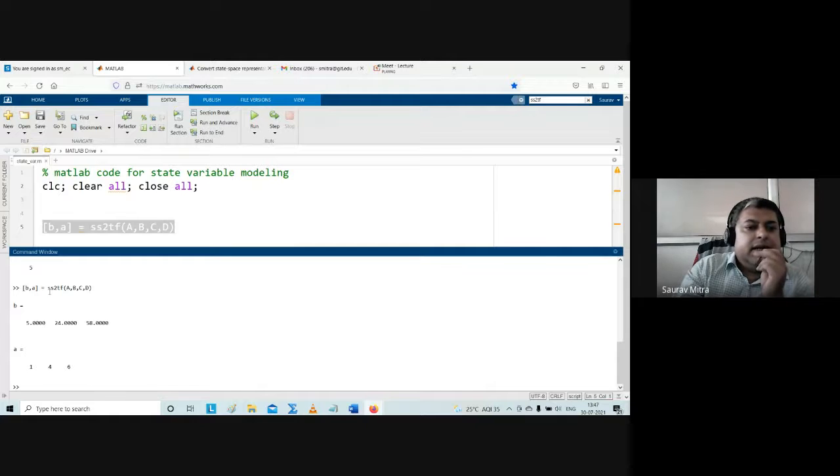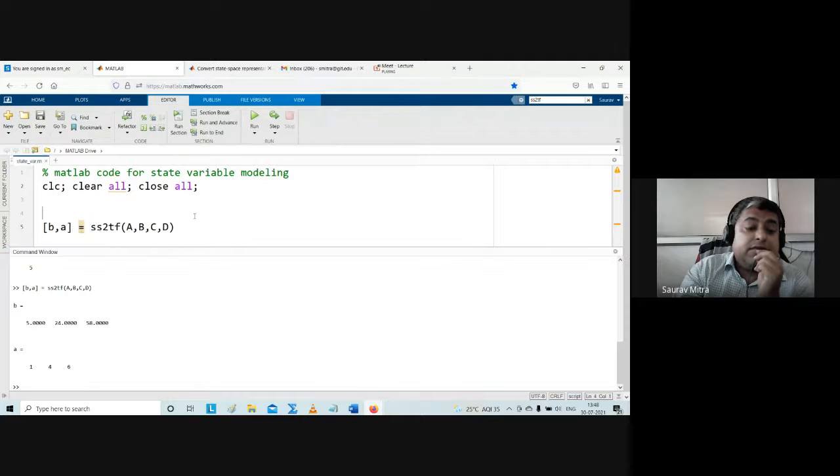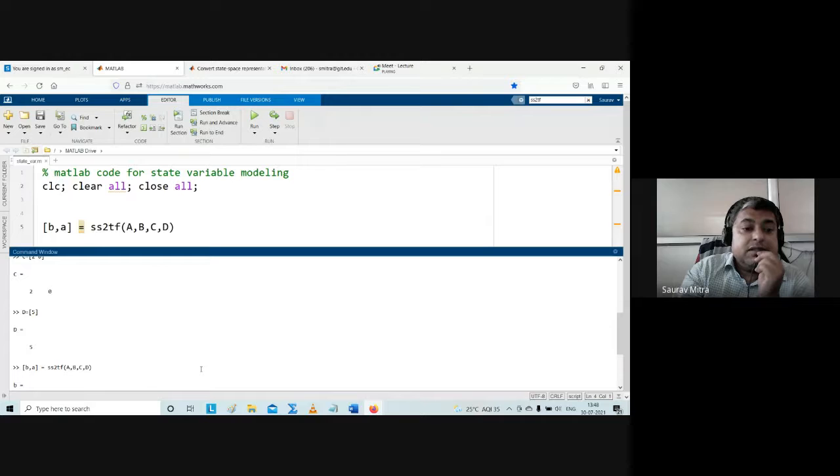Okay, and so numerator coefficients are 5, 24 and 58. That means 58 plus 24s plus 5s square, and denominator coefficients are s square plus 4s plus 6. So this is a strictly proper transfer function that we are finding. Okay, so how has it become strictly proper? Because this D matrix is here.